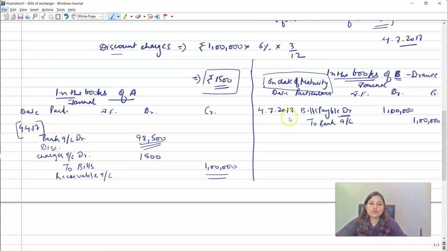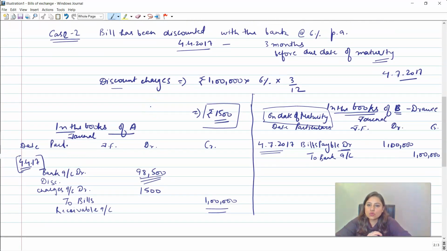The payment of this bill of exchange would be settled on the date of maturity itself, and bills payable account would be debited, and the bank account is going to be credited. And this payment made in the books of the drawee would be received by the bank, as the bills receivable of the drawer was settled on the date on which the bill was discounted, that is 4th of April itself, and therefore this payment would be received by the bank which discounted that particular bill of exchange in the books of A.